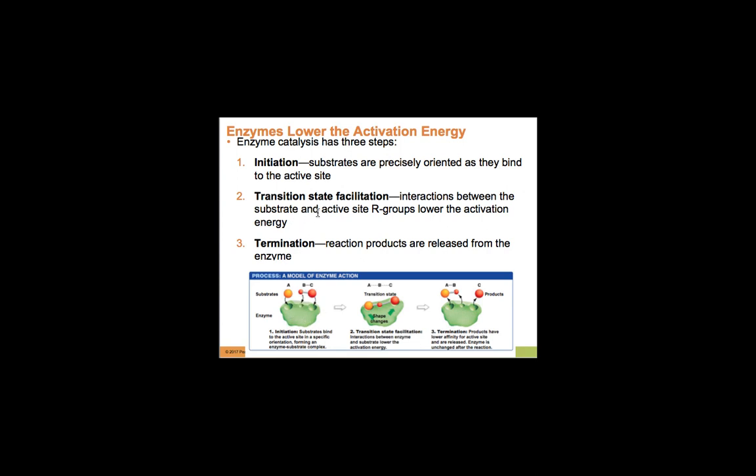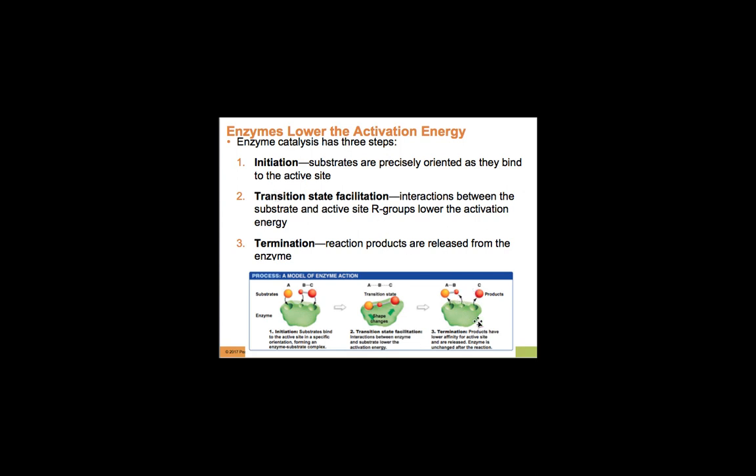Then we have the transition state. The transition state is very unstable, that unstable intermediate. Your transition state is going to involve interactions between the substrate and active site R groups. Remember, our active site is very specific for a particular substrate. Why is it specific? It's going to have special R group amino acid chains to interact with the substrate.